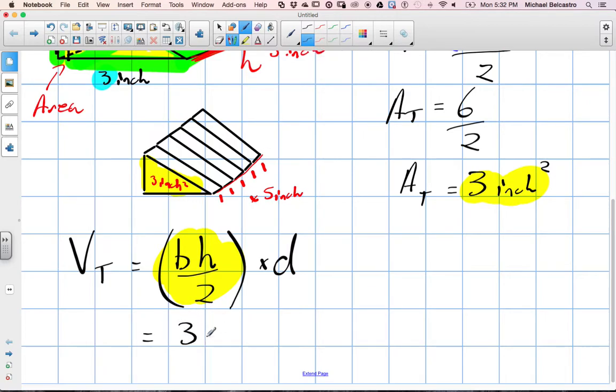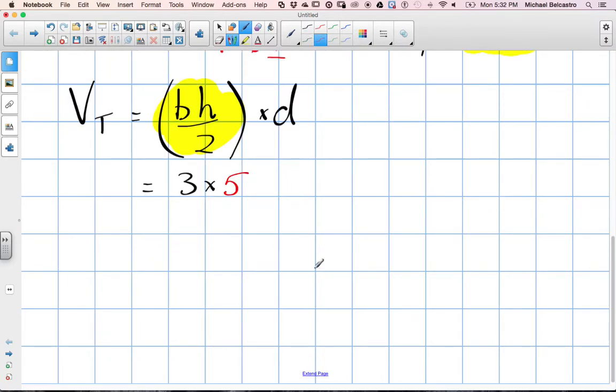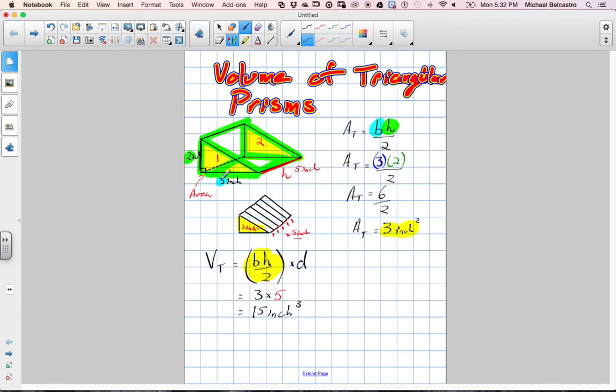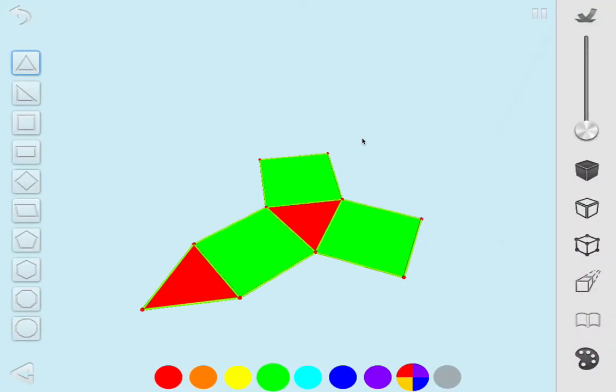And what was the depth of our shape? 5 inches. So it's times the number 5. Now we have 3 times 5. Do you know what that's going to give us? 15 inches cubed. Very good. Cubed, because it's 3-dimensional, we're now in cubed space here. So that's a little formula you could use to solve it. But it's also easy if you just break it into an area and then multiply it times the depth. That's the idea behind it. And that was our shape, right?